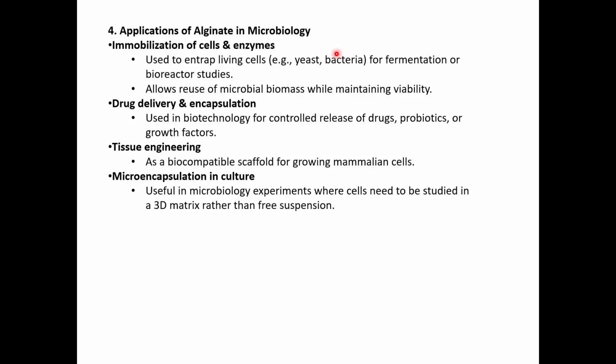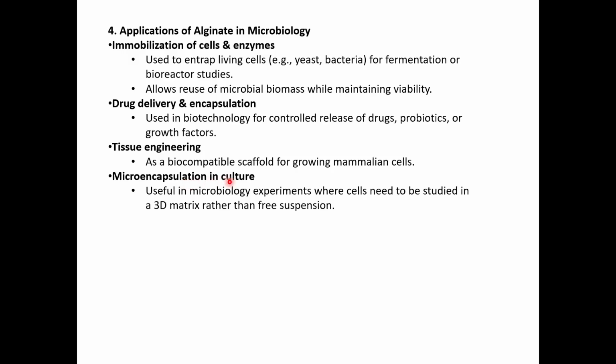So, some applications of alginate in microbiology: it is used to entrap living cells, for immobilization of cells and enzymes for fermentation or bioreactor studies, which allows reuse of microbial biomass while maintaining viability. Drug delivery and encapsulation: used in biotechnology for controlled release of drugs, probiotics and growth factors. It is also used in tissue engineering, and it is a biocompatible scaffold for growing mammalian cells.